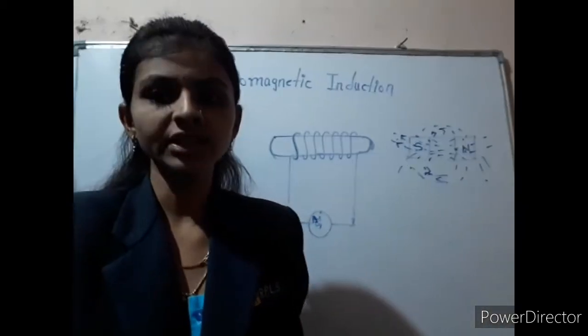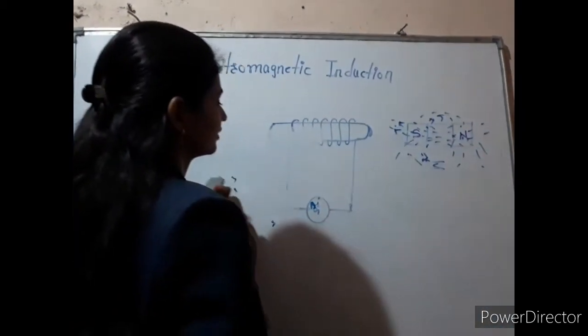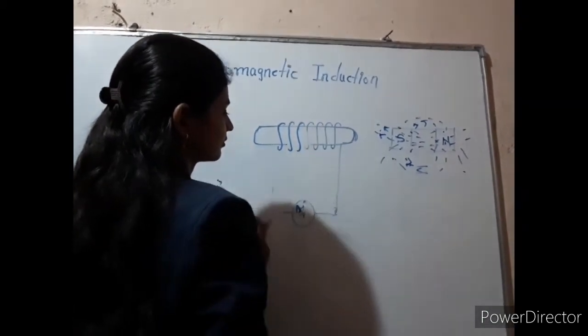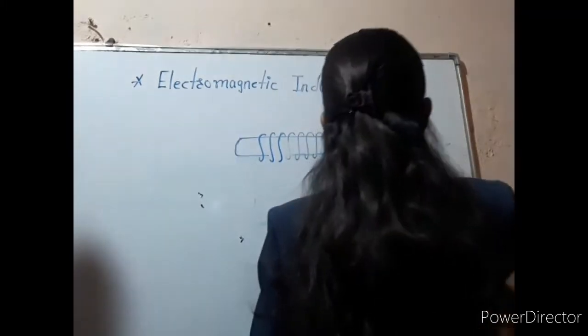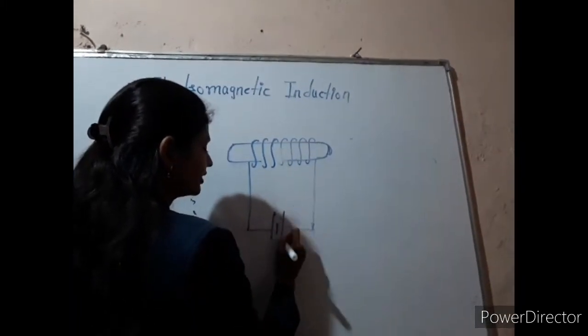So these are the things related to electromagnetic induction. Again we will discuss another example. Here you can see that one coil is there.